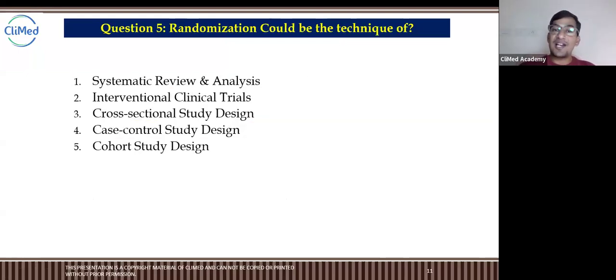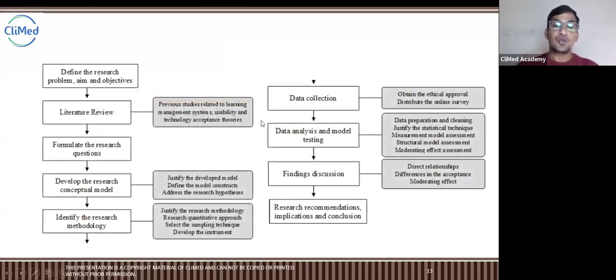Now the last question: randomization could be the technique of which study design? Perfect. Clinical trials. Yes, absolutely. Clinical trials. So now let's come to our first important topic, how to start a research.